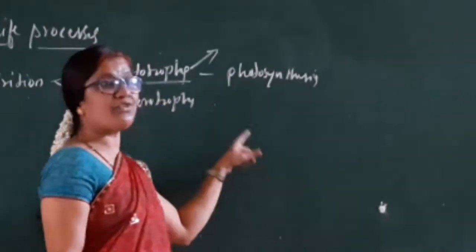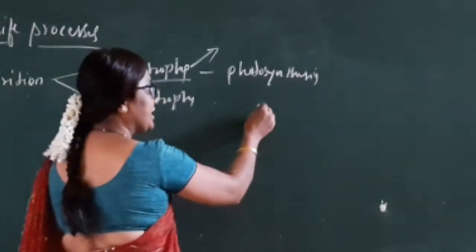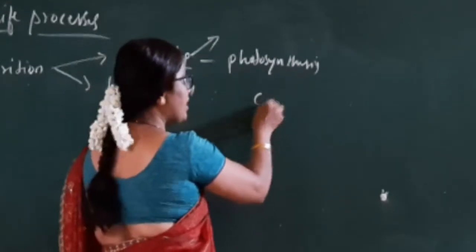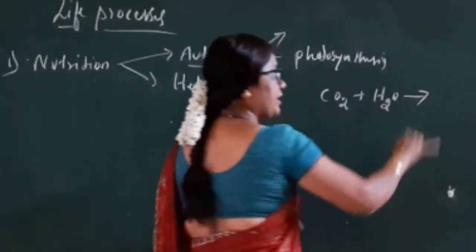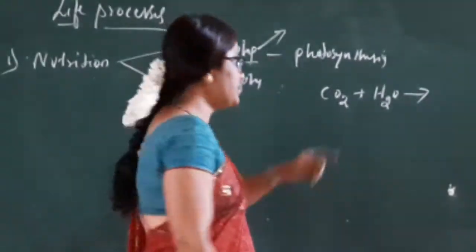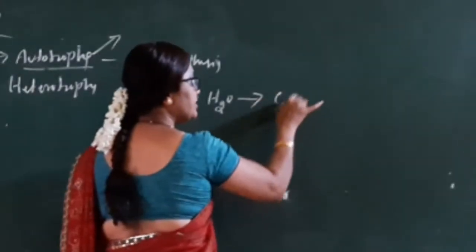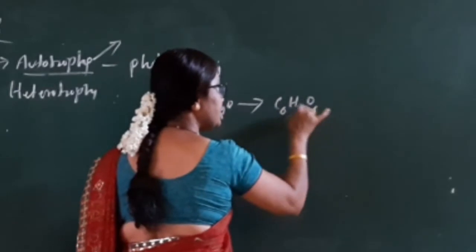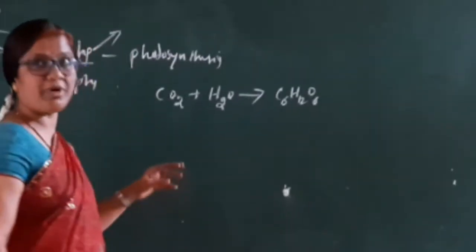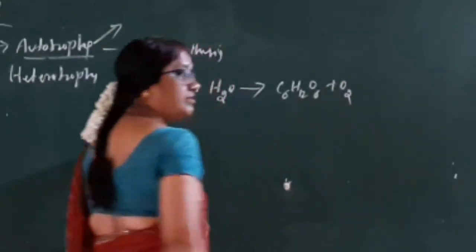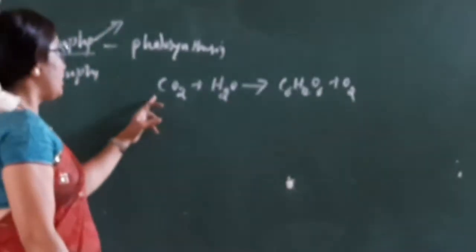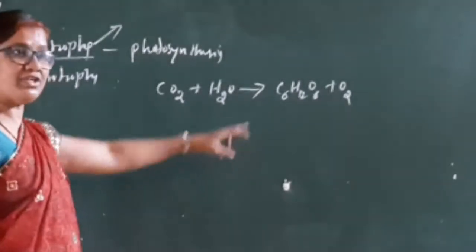And what is the equation for photosynthesis? I already told you the raw materials are carbon dioxide and water. After photosynthesis, it prepares the food, C6H12O6. What is this? This is glucose, a form of carbohydrate, plus oxygen. Now, how do we balance the equation?